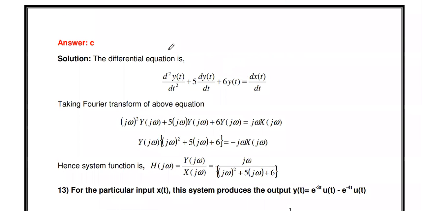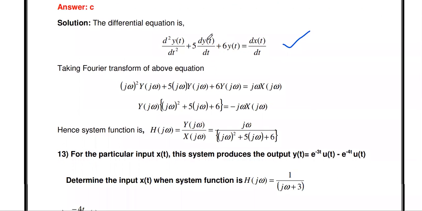You write the given differential equation. Next, in order to convert time domain into frequency domain, you take the Fourier transform of the above equation. What is the Fourier transform of d squared y of t divided by dt squared? According to the differentiation property of Fourier transform, two-time differentiation gives j omega squared into capital Y of j omega. Similarly, plus 5 into the Fourier transform of dy of t divided by dt, which is j omega multiplied with Y of j omega.